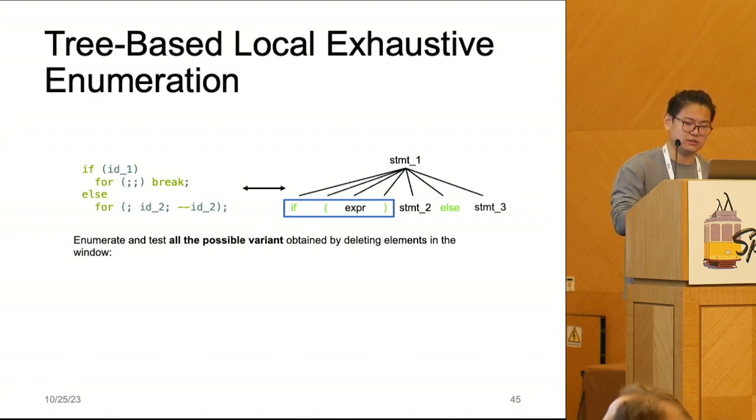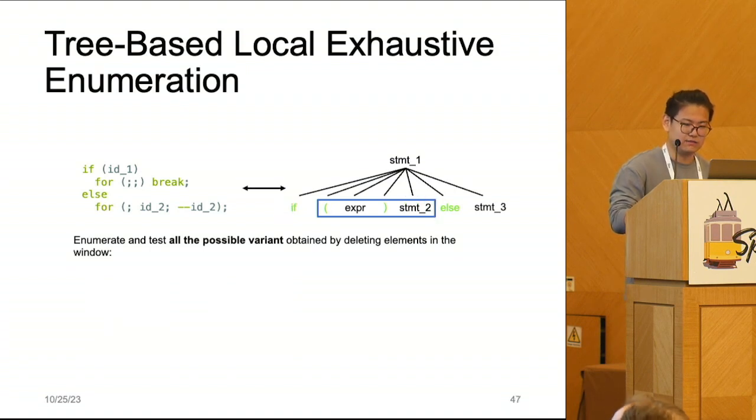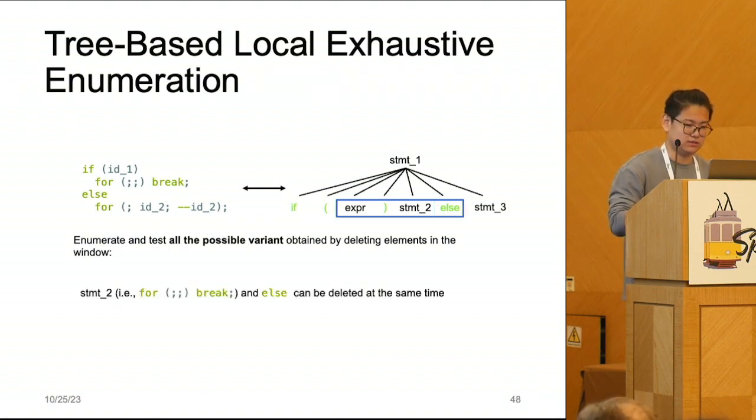And for each position of this sliding window, the reducer will enumerate and test all the possible variants obtained by deleting elements in the window. For example, when the sliding window is on the leftmost, as shown by this blue box, the reducer will generate 11 variants by deleting elements from the window. And after testing all the variants, the sliding window will move by one node. And when the window moves to this position, it will find that the for statement, which is statement 2, and the keyword else can be deleted together.